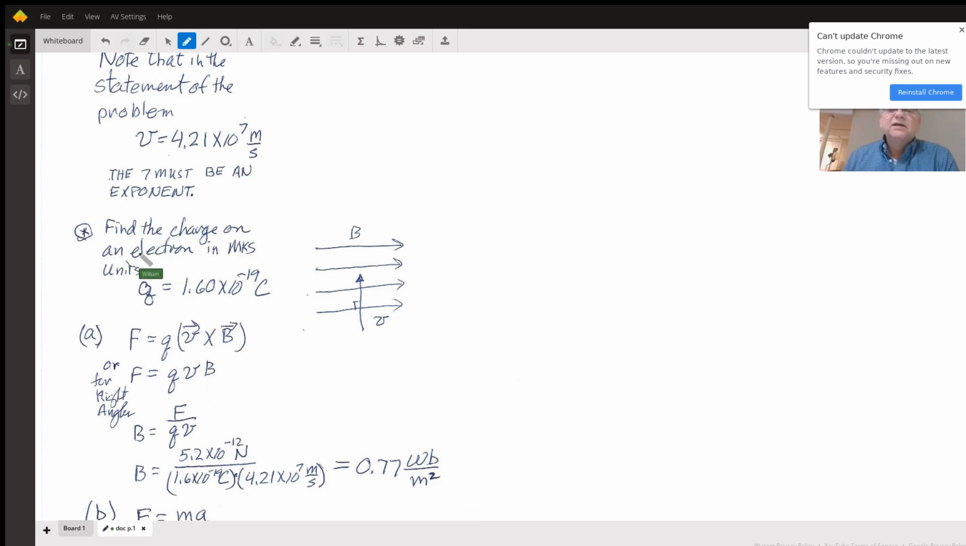Find the charge on the electron in the MKS units. Well, that turns out to be Q equals 1.60 times 10 to the minus 19th coulombs. That's a standard number you should be able to find someplace in your textbook.